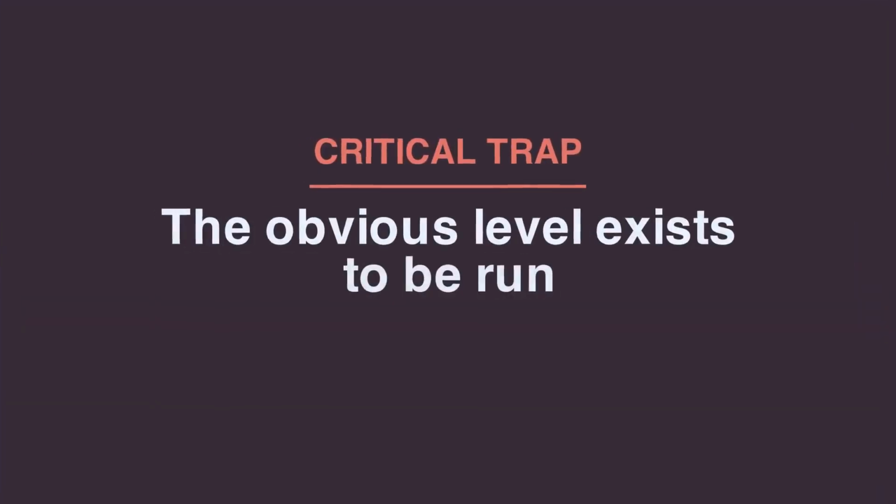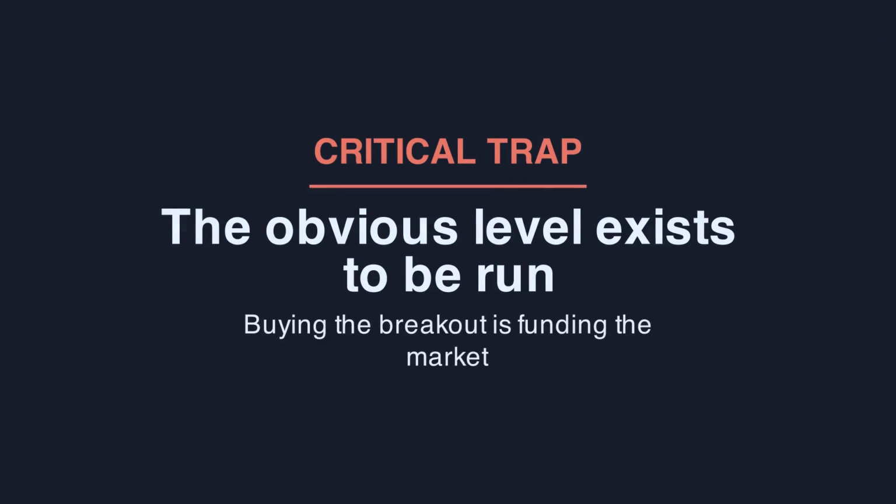Here's the mistake that funds the entire market: buying the breakout above equal highs or selling the breakdown below equal lows. That clean, obvious level is not a breakout waiting to happen, it's a target. It exists precisely to be run. The breakout traders who pile in are the liquidity, their stops are the fuel for the reversal. If a level looks too clean and too obvious to fail, treat it as the destination, not the signal. Let it get taken, then look for the turn.